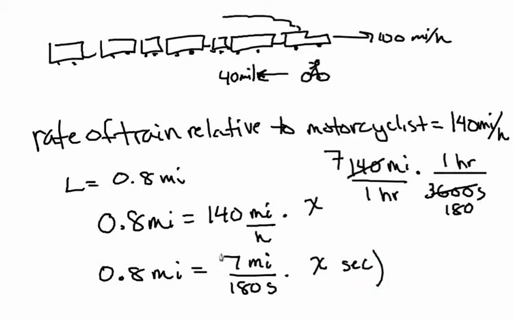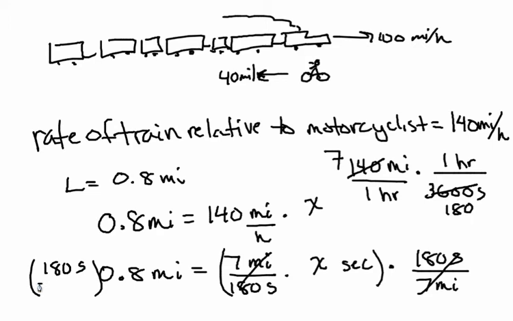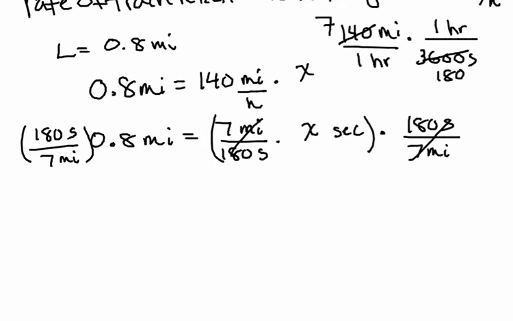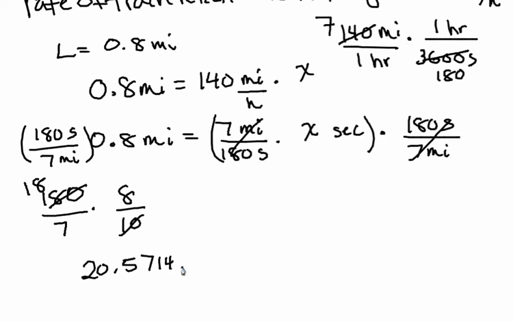So if I want to clear that fraction, that rate on both sides, I can multiply by 180 seconds divided by 7 miles. I'm multiplying by the reciprocal to clear this fraction away. So on the left-hand side, we're doing 180 seconds over 7 miles times 8/10 of a mile. So 180 sevenths times 8/10, we will get 18 times 8 divided by 7, which gets us 20.5714... seconds is equal to x.